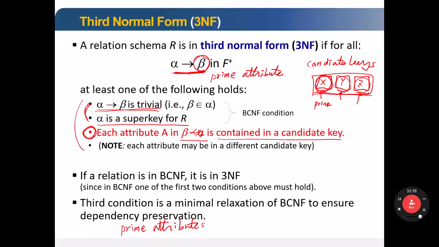Give me 1 second. Let me think. How can I explain this in an easier way? In the meantime, please read this slide. Oh, okay.